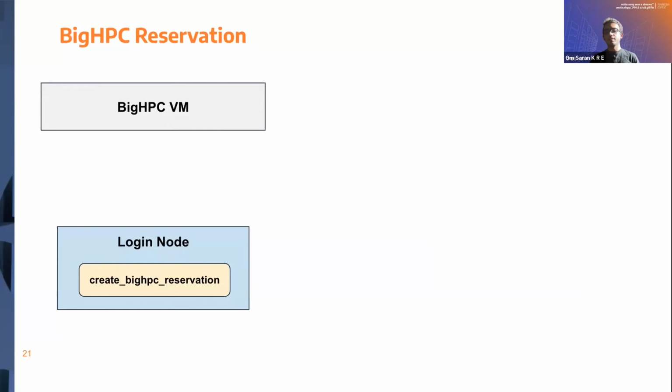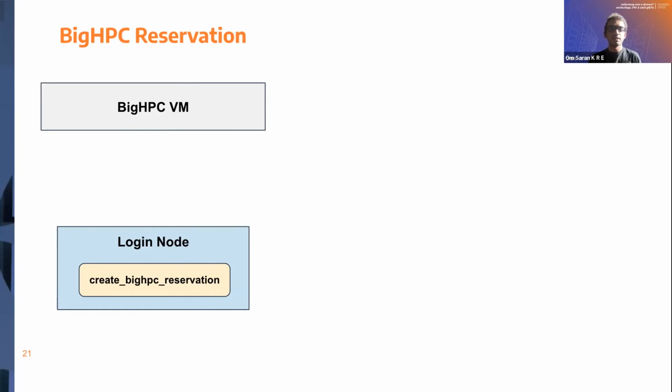Next, we'll see BigHPC reservation. So we spoke about how we need to use the existing HPC workload managers to run the BigHPC Orchestrator. One example would be TACC, and at TACC we use Slurm as the workload manager, and the BigHPC framework needs to run on top of the existing workload manager like Slurm.